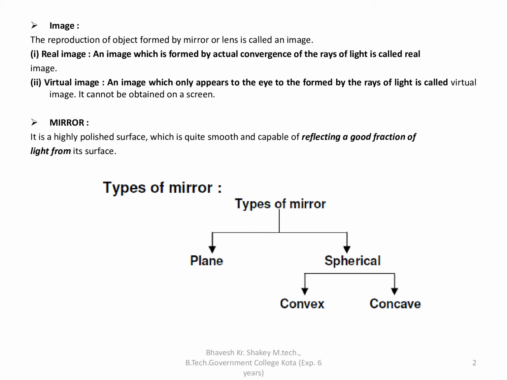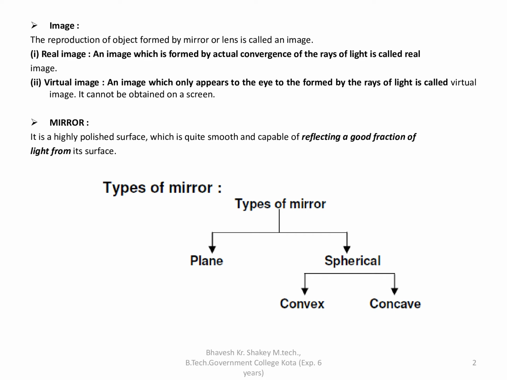Further, we can classify the mirror as a plane mirror and a spherical mirror. This classification is on the basis of the surface. The mirror which we use in our house is a plane mirror. Because its surface is plane, it is called a plane mirror.